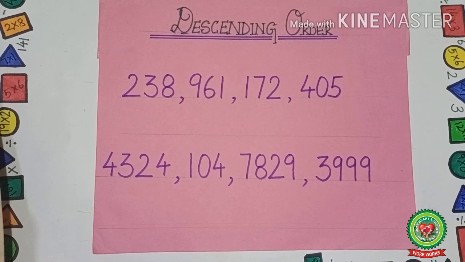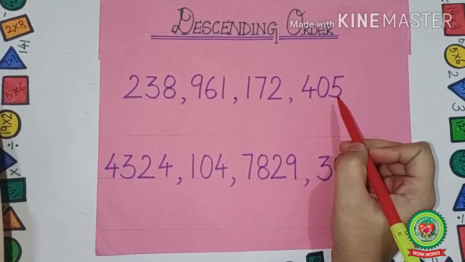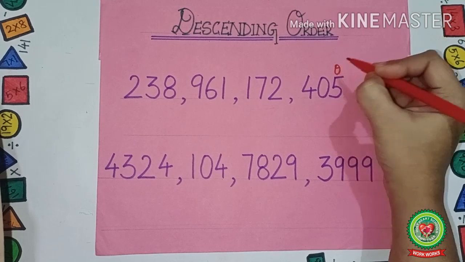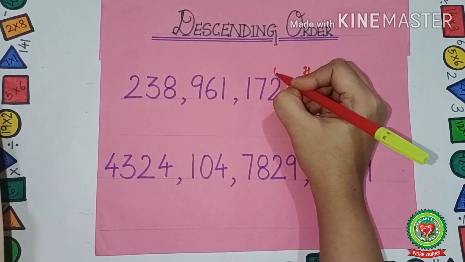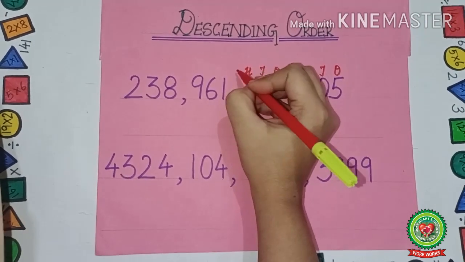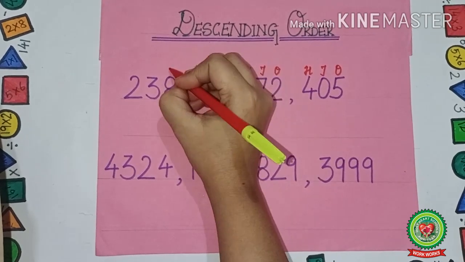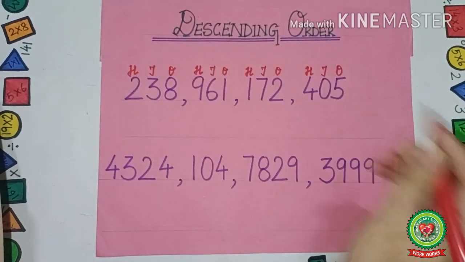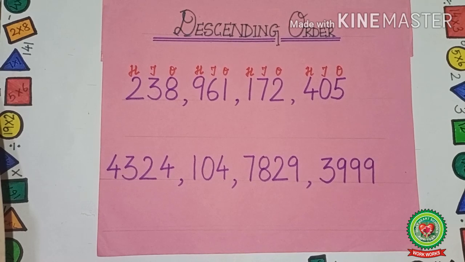Now see kids, 4 numbers are given to you. First of all, we have to write the place value table. That is ones, tens, hundreds. Then ones, tens, hundreds. Again ones, tens and hundreds. Now we have written the place value table. Now we will read the numbers carefully.